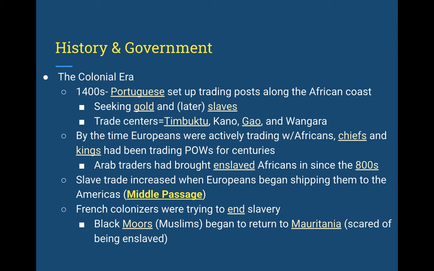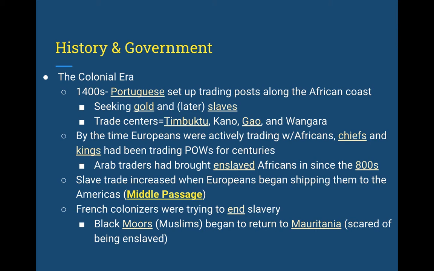In the 1400s, that's when Songhai existed, and it was a major center of learning, and Islam was the major religion there, and it was a bustling city. But by the time Europeans were actively trading with the Africans, the chiefs and kings had been trading POWs for centuries. Prisoners of war were being traded as slaves.